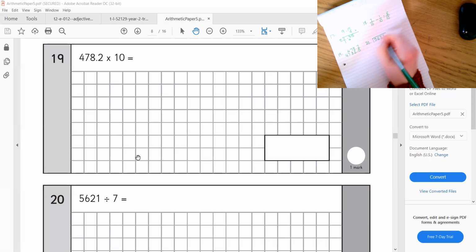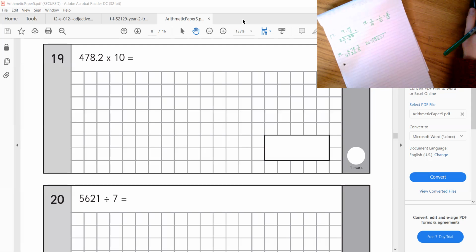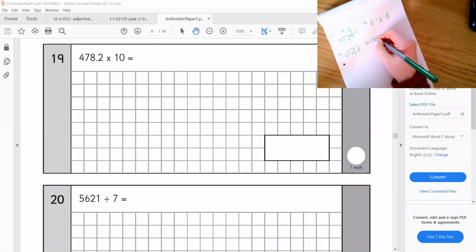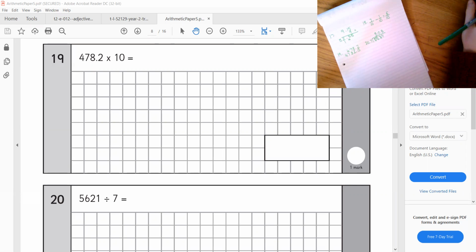5621 divided by 7. So with this one, then I need my 7 times table. So then 7's into 5, I can't do. Let's carry that over. 7's into 56, then go 8. 7's into 2, I cannot do. Move that over. 7's into 21, then go 3. So it should be 803 is what you've got there.